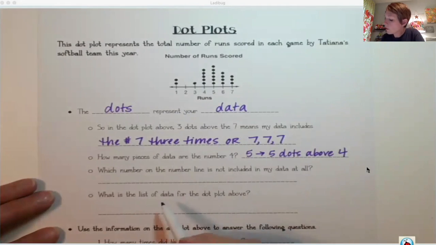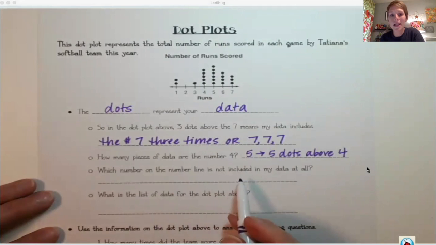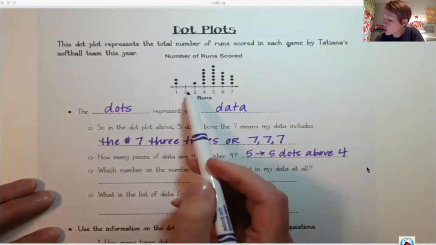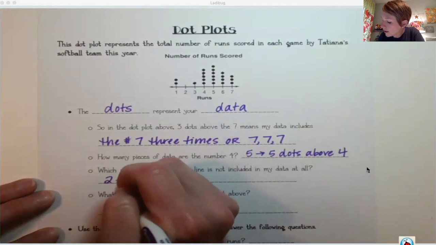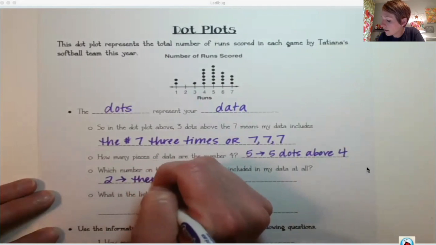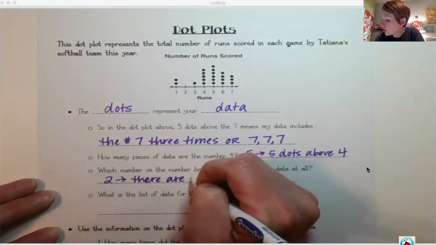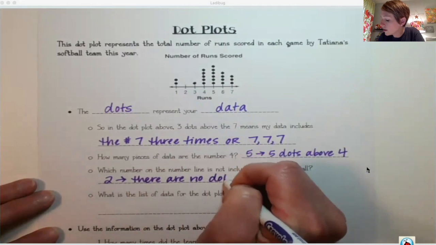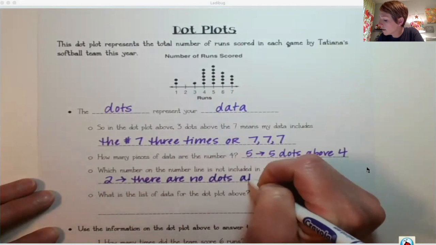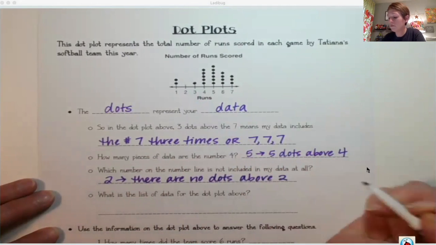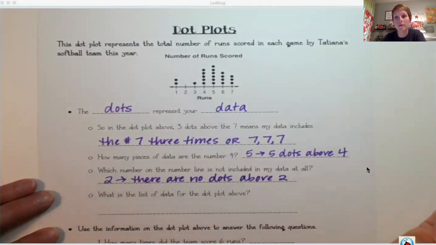All right, which number on the number line is not included in my data at all? Well, that would be 2, because there are no dots above 2. It just gets skipped. I don't have any pieces of data that are the number 2, and that's okay.